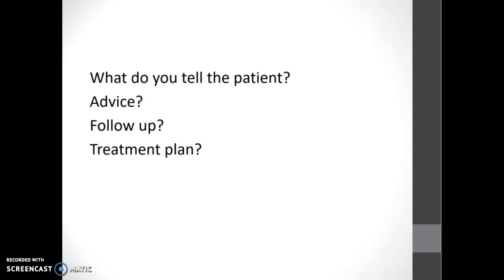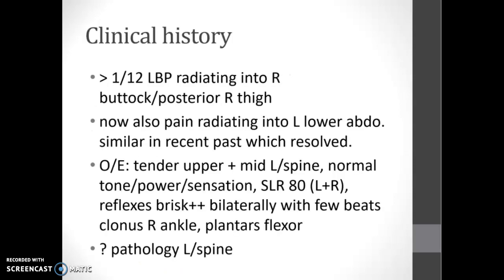Then on the other half of the side of A4, move on to this one, and this can be patient B. Patient B has a longer than 1 month history of lower back pain radiating into the right buttock and the right posterior thigh. The pain has now also started to radiate into the left lower abdomen. He's had it previously, but it resolved itself. On examination, tender into the upper and mid lumbar spine, normal tone, power and sensation, straight leg raise to 80 degrees left and right. Reflexes are brisk bilaterally with a few beats of clonus in the right ankle.